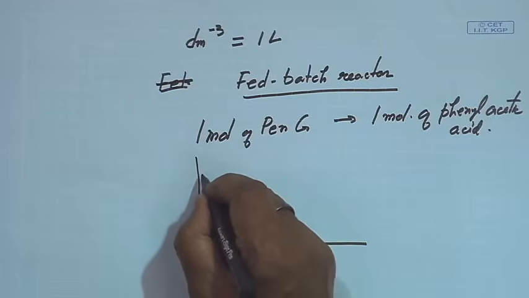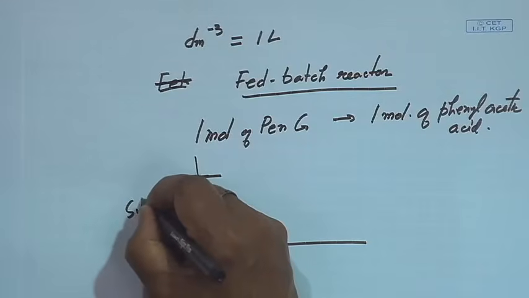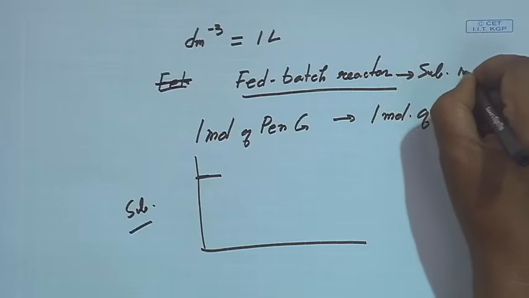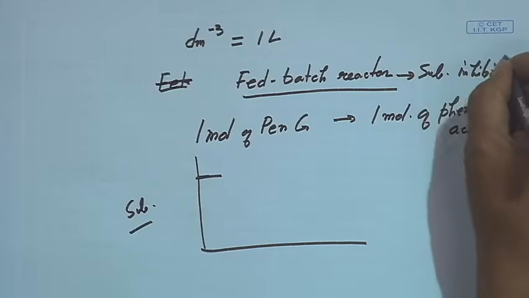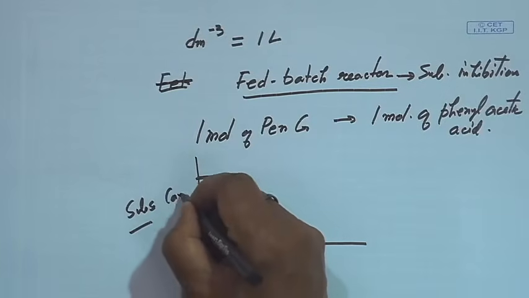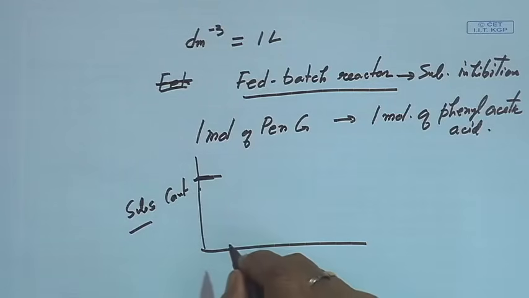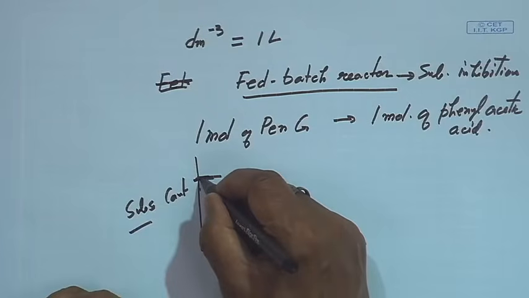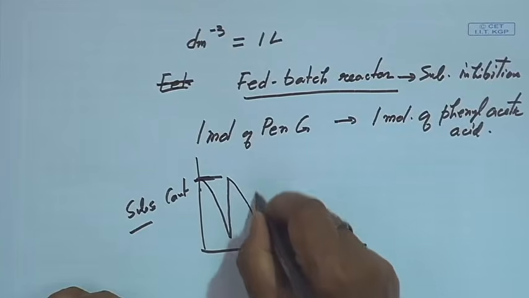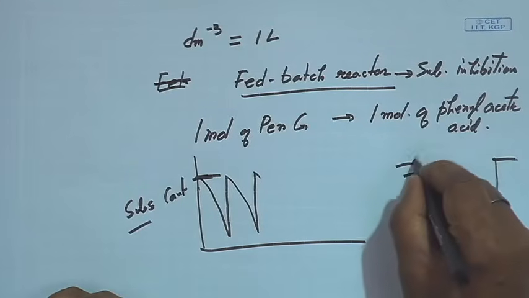Suppose you look at the substrate concentration, because the fed batch reactor is used in the case of substrate inhibition. Suppose the substrate concentration is below the inhibition level; above this, inhibition takes place. So this concentration will keep on decreasing, then increase again, then decrease, then increase, like this. So this is a fermentation process.